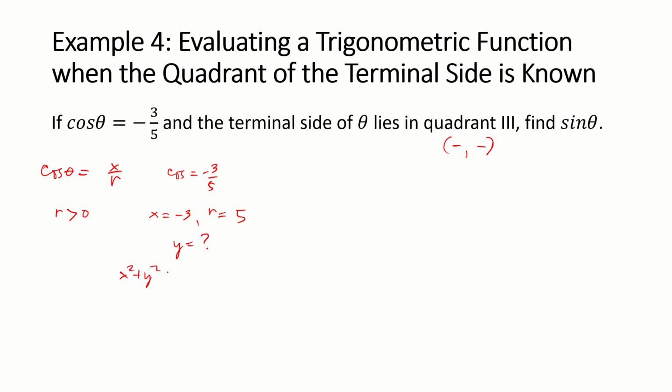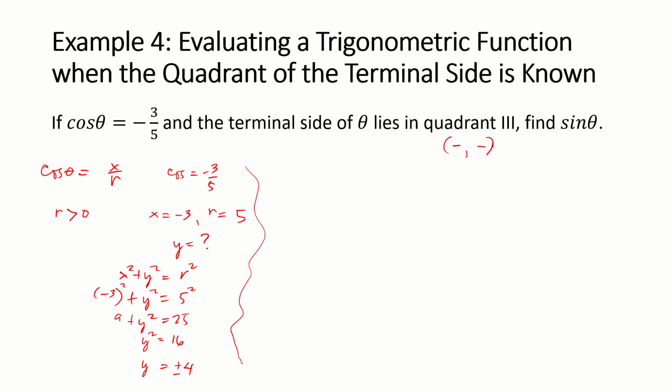So we just have to substitute x is equal to negative 3 and r is equal to 5 into x squared plus y squared is equal to r squared. So this is 9, 5 squared is 25. Then we subtract 9 from both sides so that the ones on the left become 0. So 25 minus 9 is 16. We get the square root of both sides. So that would be 4. When we get the square root of both sides, it can be either positive or negative.